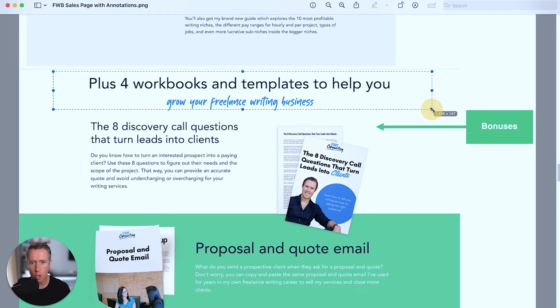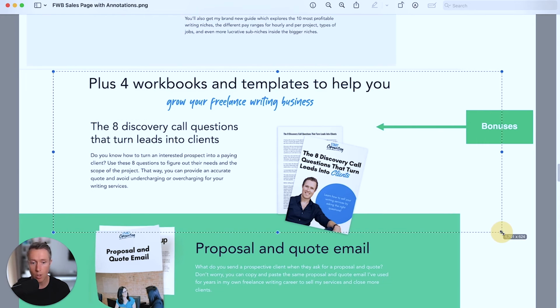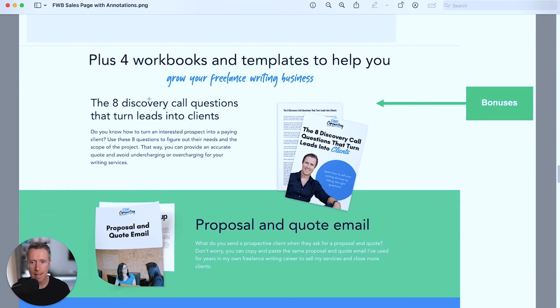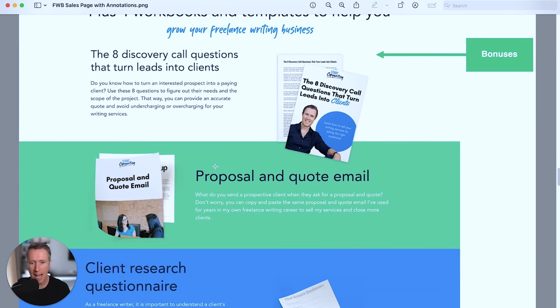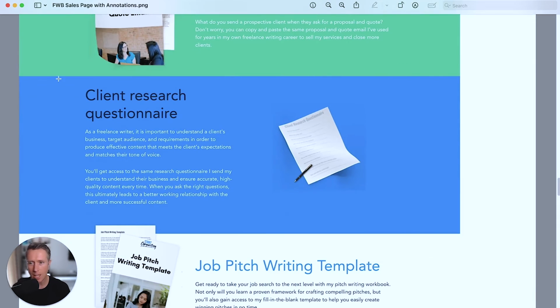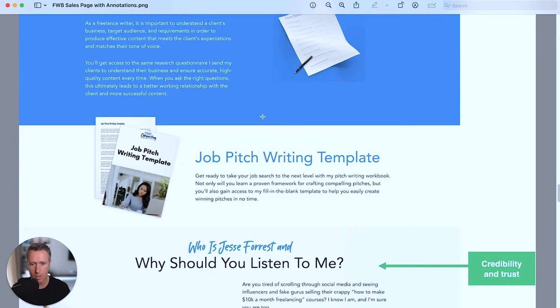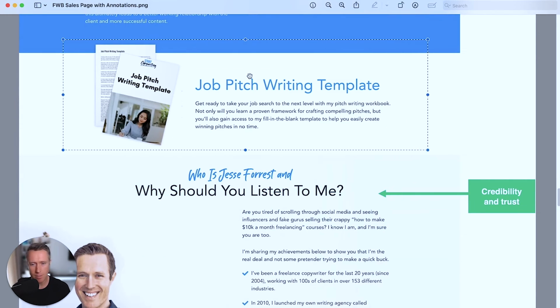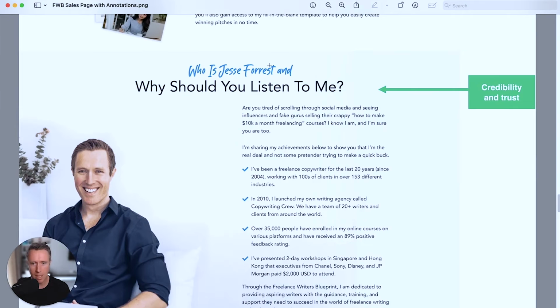This is where I go into bonuses. So these are all the additional bonuses that I'm including. And I give them things I know will help them and that they want, like how to have a sales call with a client. That's the discovery call questions. How do you send a proposal and a quote? Well, I've got a template on that, right? How do you interview your client and gather the necessary research information you need to write? I give them my research questionnaire. How to find jobs? I give them a job pitching template, and so on and so on.